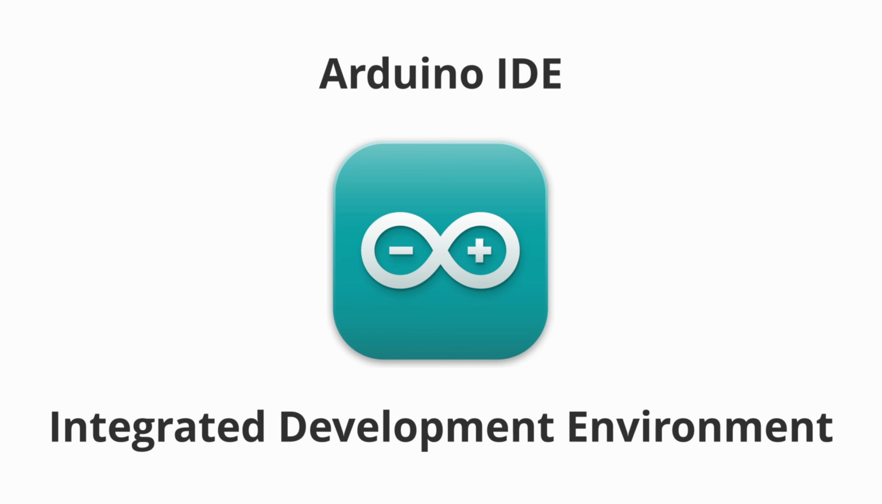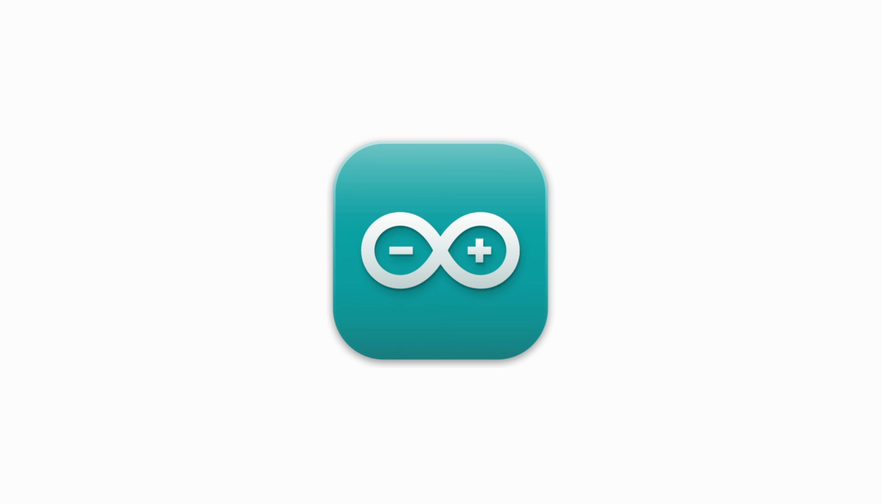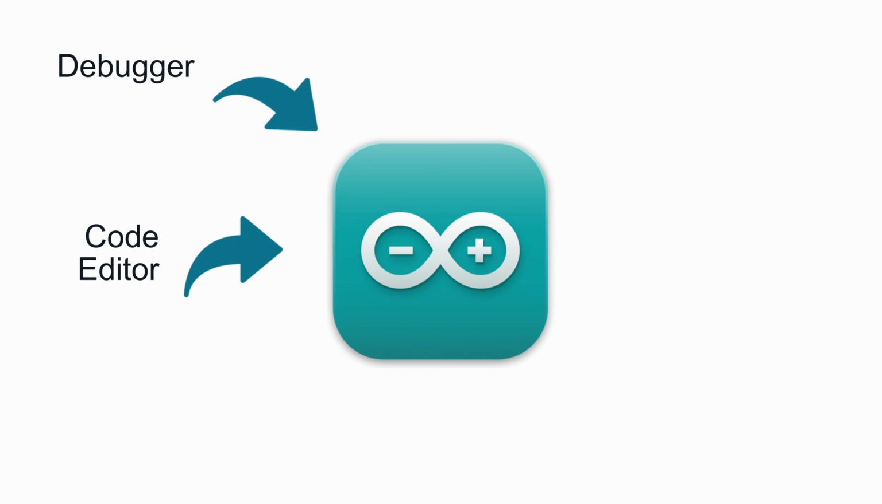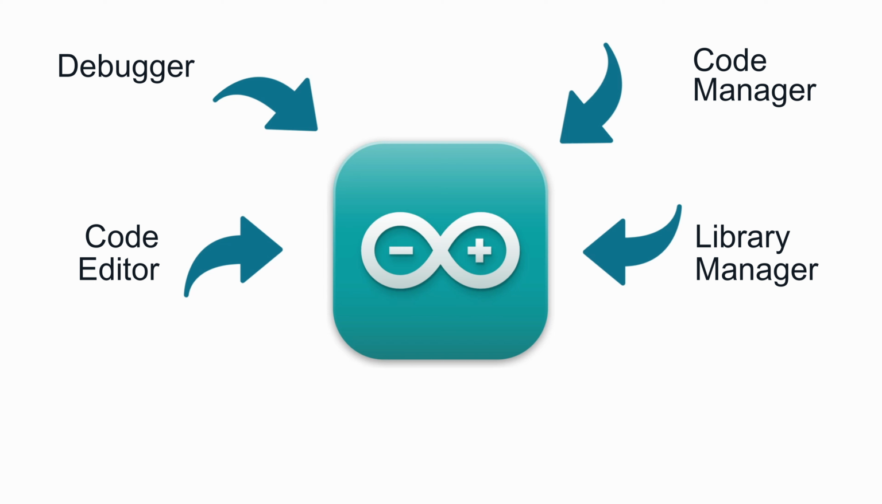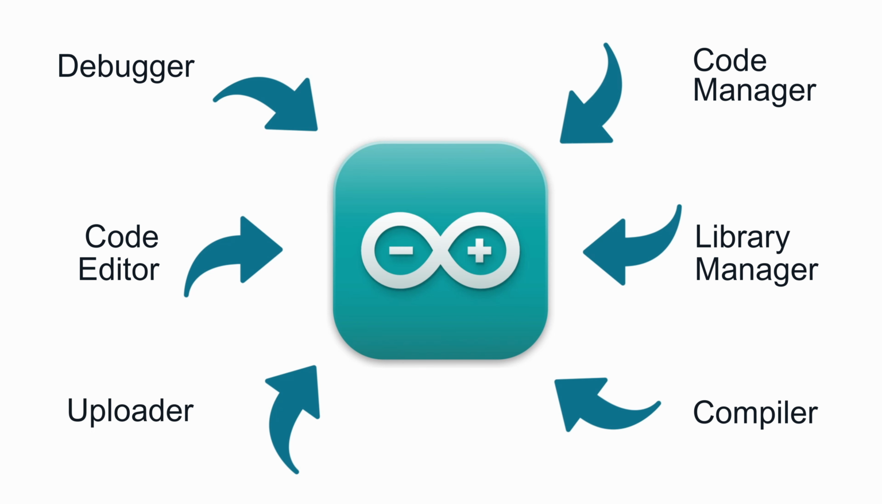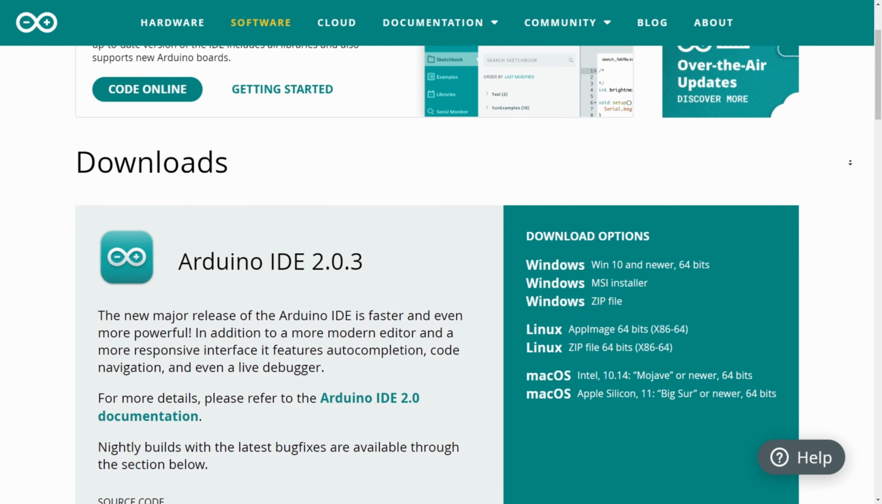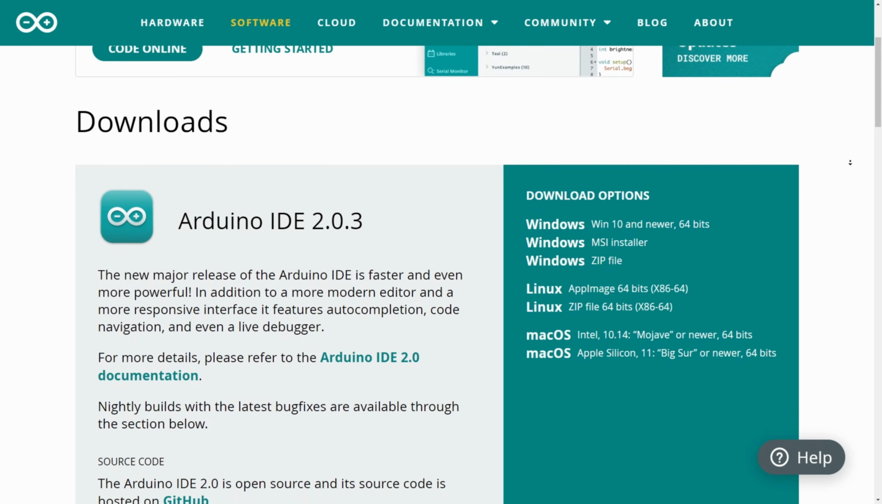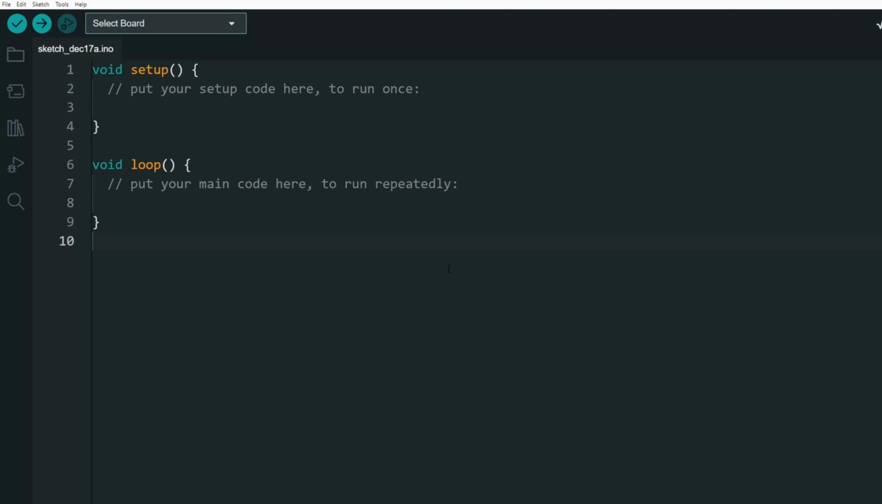Okay, now let me introduce to you the Arduino IDE. IDE stands for Integrated Development Environment, which means it has all the tools you need integrated in one program. In this case, it has code editor, debugger, board and library manager, compiler, uploader, etc. You can download it from the official site. I recommend the new second version. When you open it, you'll be presented with this screen.